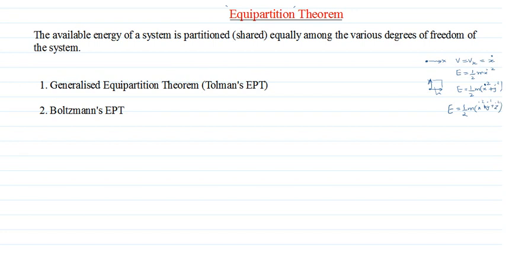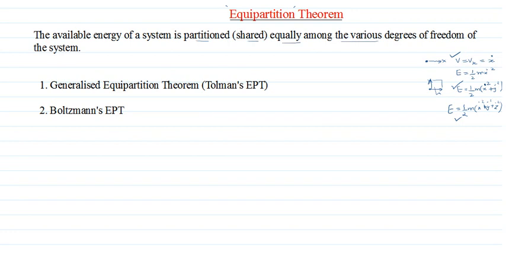It means that in the first example, the particle had only 1 degree of freedom. In the second example, the particle has 2 degrees of freedom, and in the final example, the particle has 3 degrees of freedom, right? That is the degrees of freedom of the particle as far as the axes of motion are concerned. Now what the equipartition theorem says is that the available energy of a system is partitioned or shared equally among the various degrees of freedom of the system.